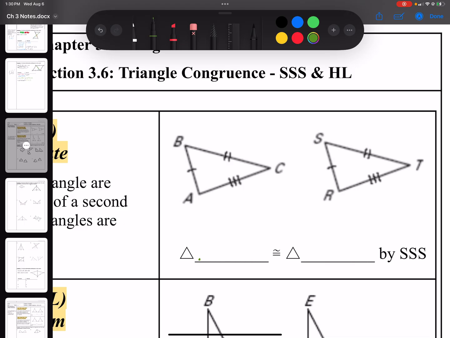So triangle ABC has 1, 2, 3 pairs of congruent sides with the other triangle, so they must be congruent. I said A first, which connected the 1 and 3 marks. What connects the 1 and 3 marks here? R. Then I said B, which connects the 1 and 2. What connects the side marks of 1 and 2? S. And then T.